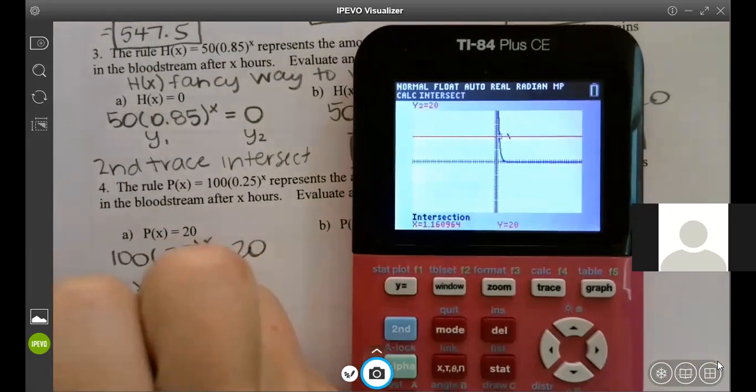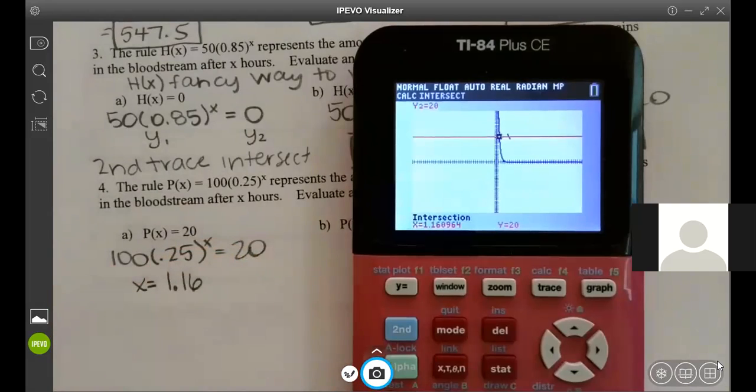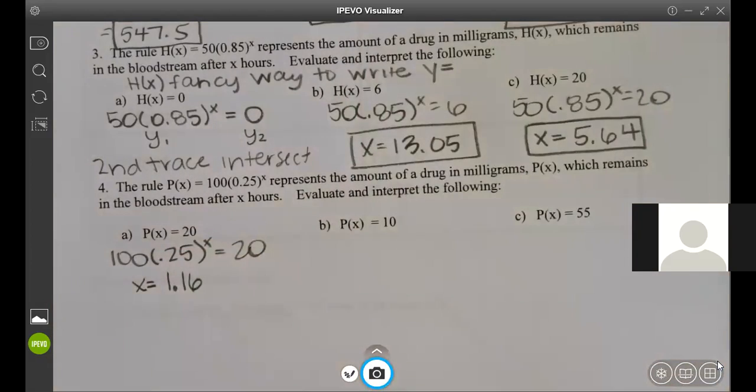1.2. And you can say 1.2 or you can leave it 1.16. Again, that rounding stuff does not matter. So it takes about 1.16 hours to get down to 20 milligrams. Is everybody okay with these and how to solve them? We'll move on.